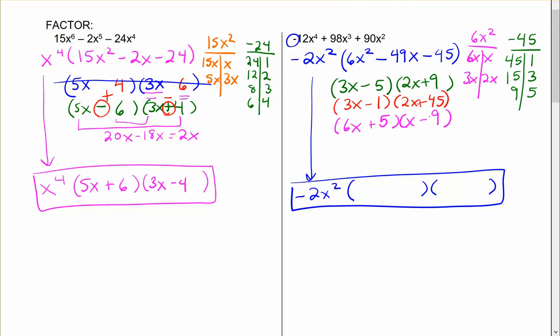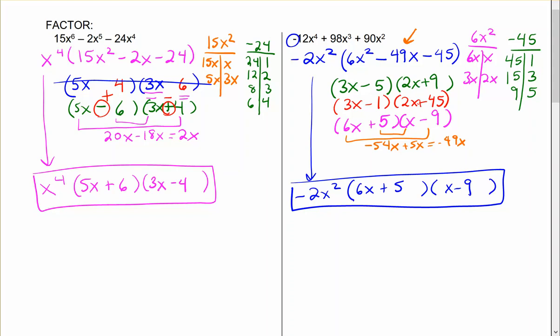So if I try that, if I multiply my outer plus my inner, my outer would be negative 54x, inner positive 5x. Ooh, that's negative 49x. Ta-da! That's what we wanted. So now we've got it. It's 6x plus 5 times x minus 9.